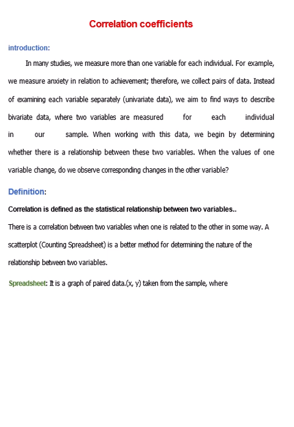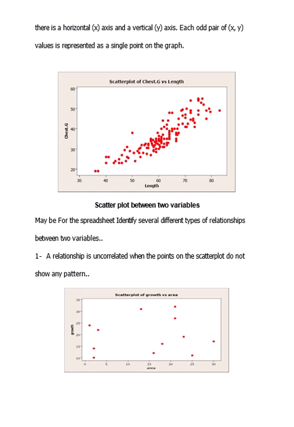Definition. Correlation is defined as the statistical relationship between two variables. There is a correlation between two variables when one is related to the other in some way. A scatterplot is a better method for determining the nature of the relationship between two variables. It is a graph of paired data, x, y, taken from the sample, where there is a horizontal, x, axis and a vertical, y, axis. Each ordered pair of x, y values is represented as a single point on the graph. The scatterplot helps identify several different types of relationships between two variables.